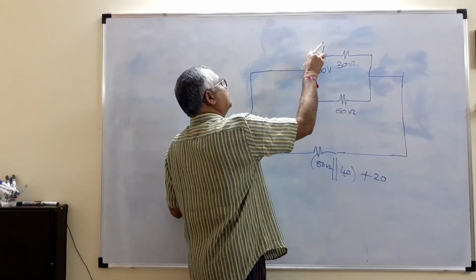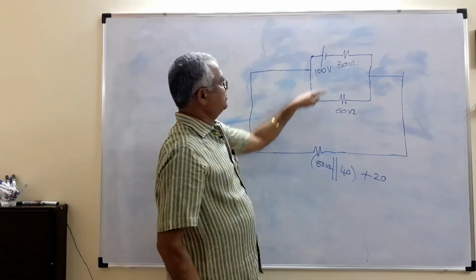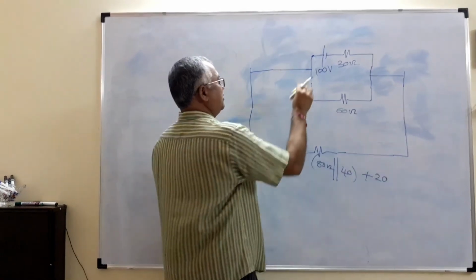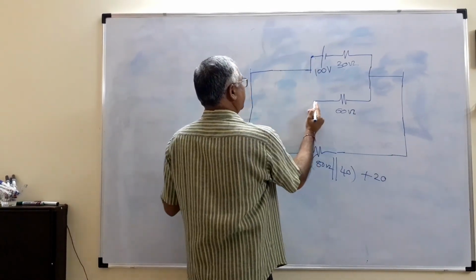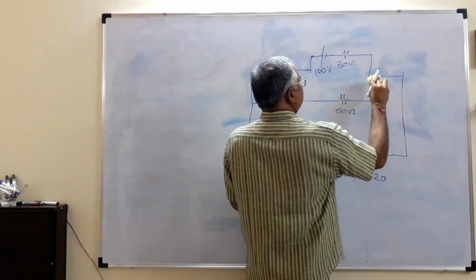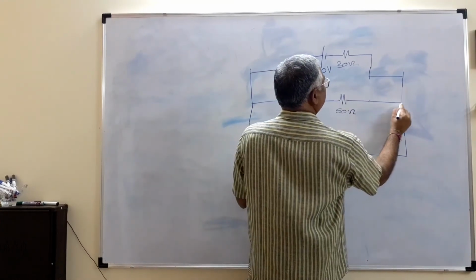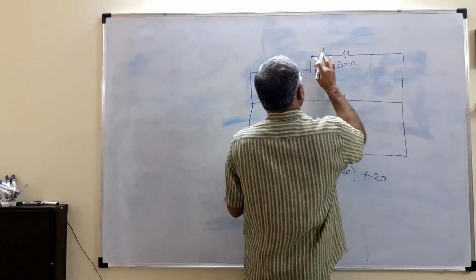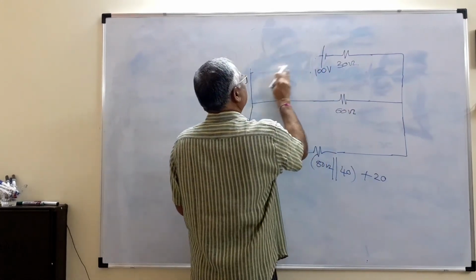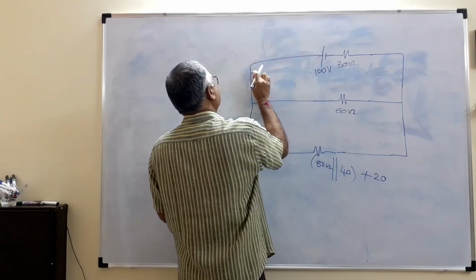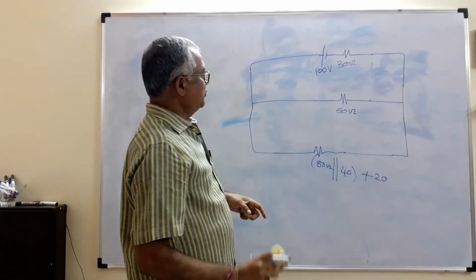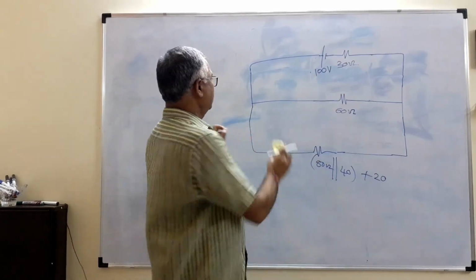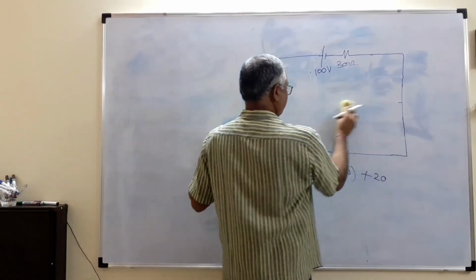Next, don't think these three are parallel. They are not parallel. Why? Connect this point here. Connect this point here. Connect like this. It's the same meaning, right? So when you connect like this, these three are not parallel. Only these two are parallel.